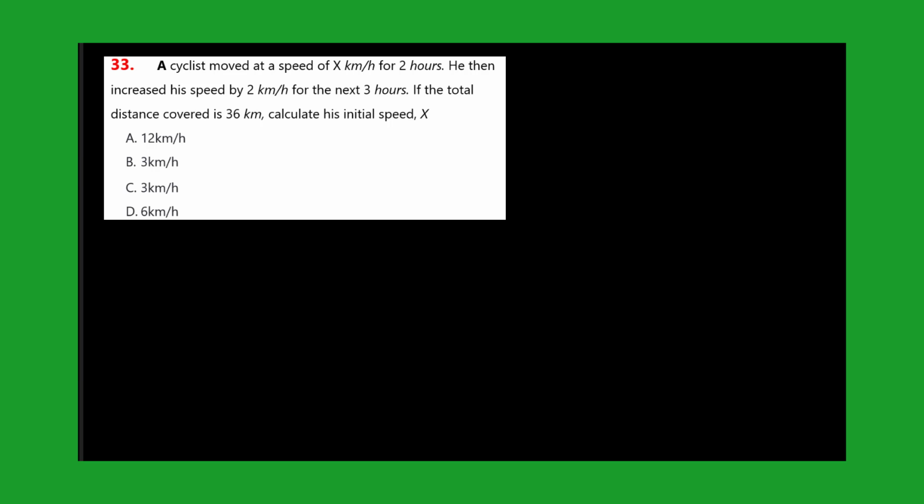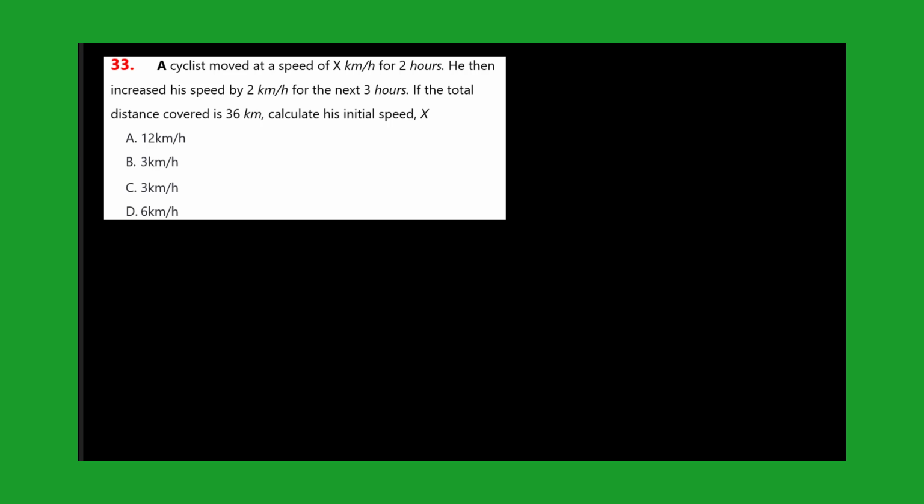This is question number 33. The question is, a cyclist moves at a speed of s km/h for 2 hours. He then increased his speed by 2 km/h for the next 3 hours. If the total distance covered is 36 km, calculate its initial speed s.